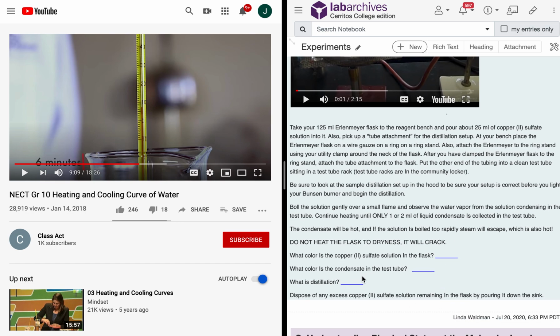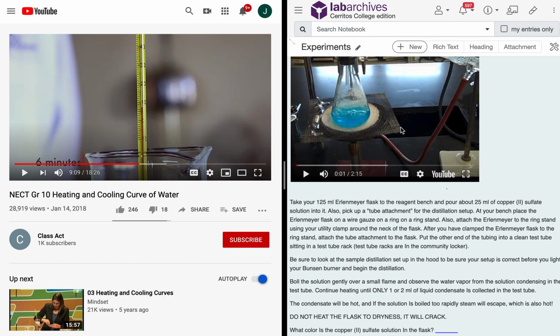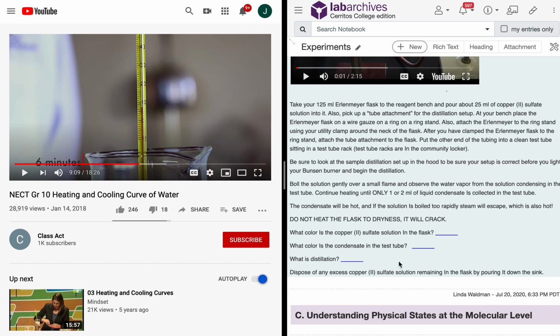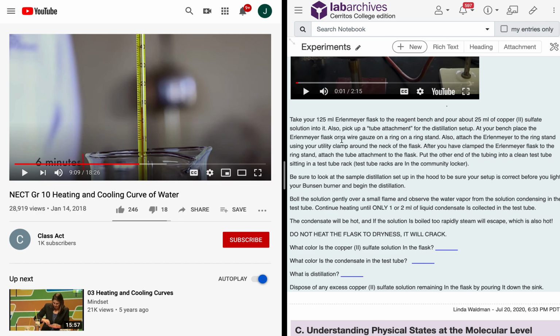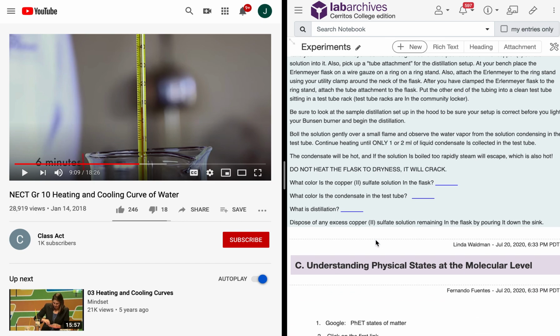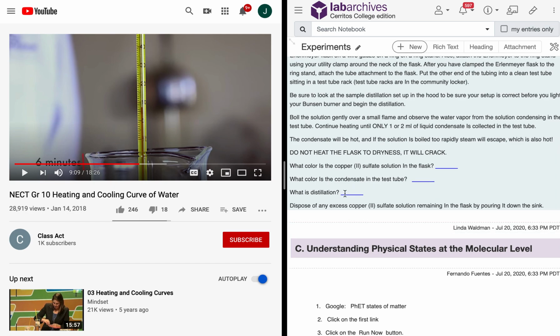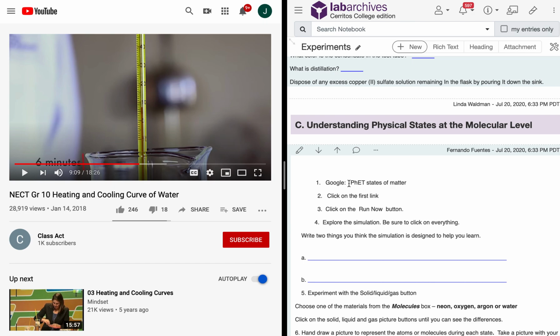What is the color of the condensation in the test tubes? Water after it condenses is pure water, so it should be colorless. It's no longer blue, because it no longer contains the copper(II) sulfate after it has been distilled. What is distillation? According to your introduction, distillation is a technique to purify a liquid. And make sure you try this part.